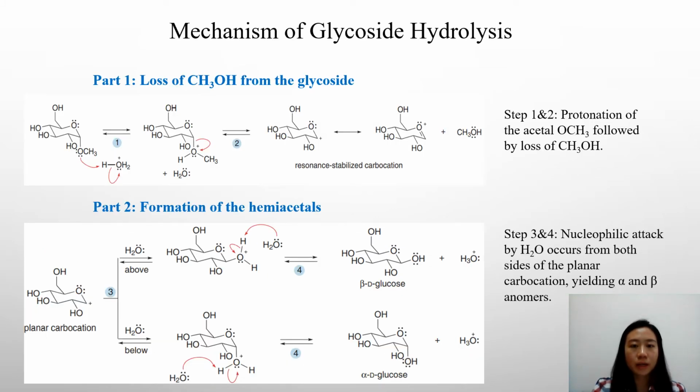So here is the mechanism of glycoside hydrolysis. Part 1 is the loss of CH3OH from the glycoside. Step 1 and Step 2 are the protonation of the acetal OCH3 followed by the loss of CH3OH to form a resonance-stabilized carbocation. Part 2 is the formation of hemiacetals. Step 3 and Step 4 are the nucleophilic attack by a water molecule from both sides of the planar carbocation, yielding alpha and beta anomers.